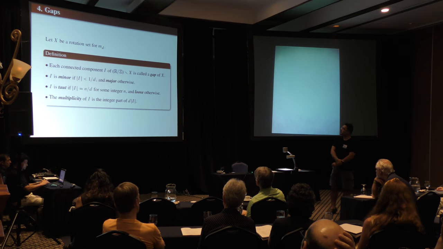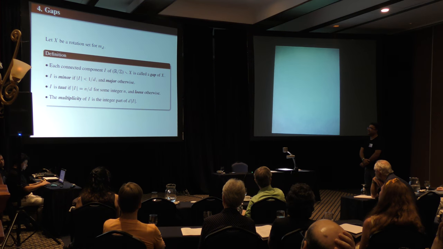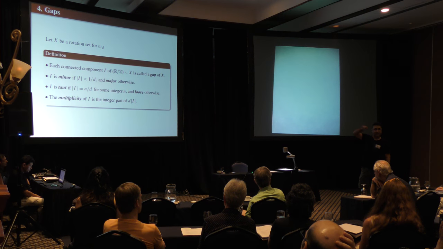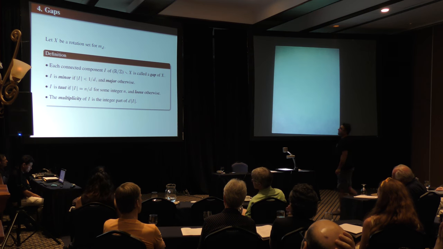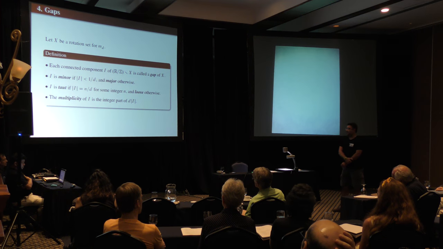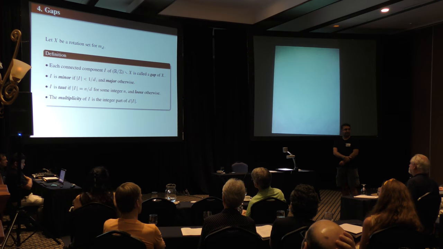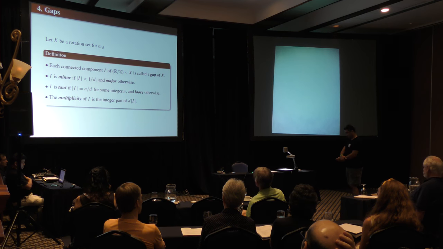I call it the taut gap, and I borrowed this terminology from the paper of Block and co-authors. I call it a taut gap if its length is an integer multiple of 1 over d. That means under multiplication by d, a taut gap maps an exact number of times, so it wraps around the circle an exact number of times. And if it's not of this form, I call it a loose gap. That means under multiplication by d, you go around at least once around the circle, and then there is a leftover. And the multiplicity of a gap is the integer part of d times its length. Essentially, it's the number of times you cover the circle.